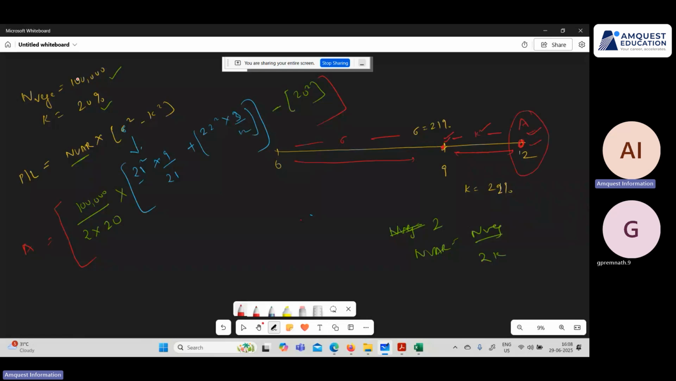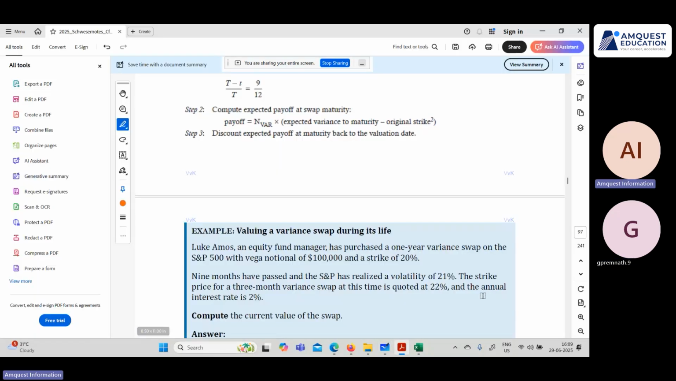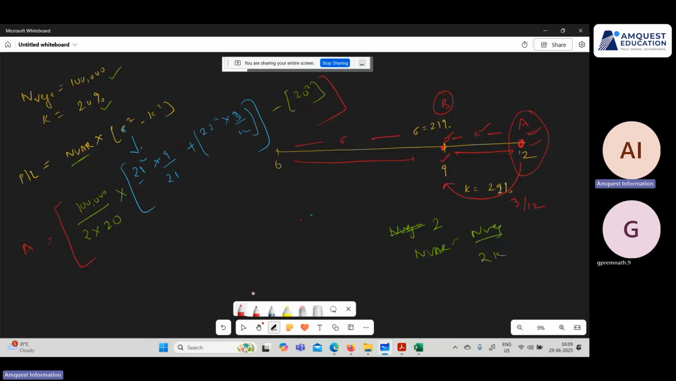Finally, you are being asked to calculate the value at this point in time, which is let's say B. So all you need to do is discount it back to this amount, which is how many months? It is 3 by 12. But the crux here is, look at this. What does it say? The annual interest is 2%. So ultimately, you will again have to do 2% multiplied by 3 by 12. So this is basically 0.5%. So whatever value you get for A, you have to do A divided by 1.005.